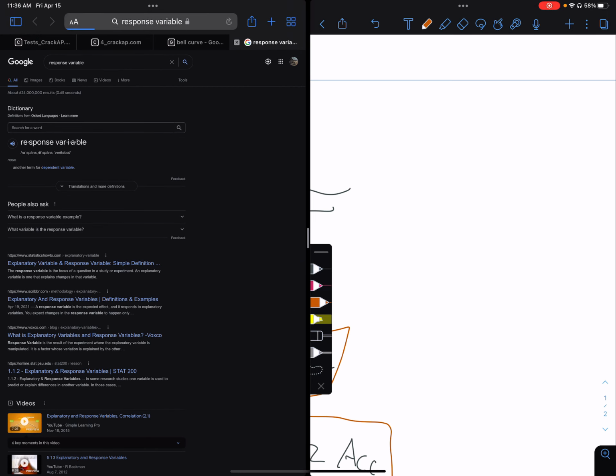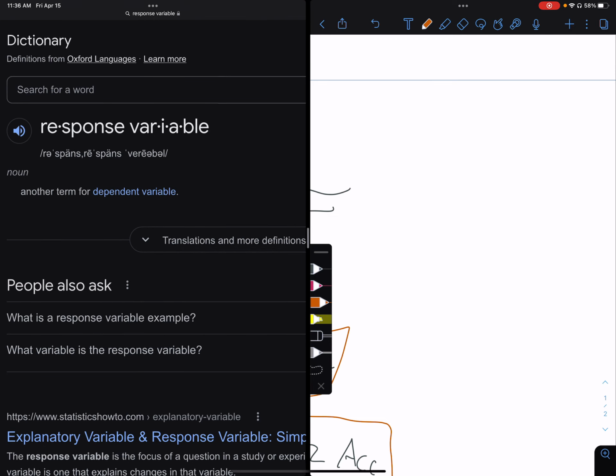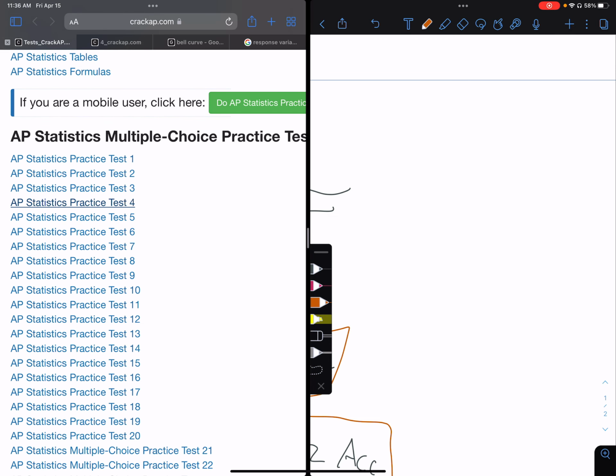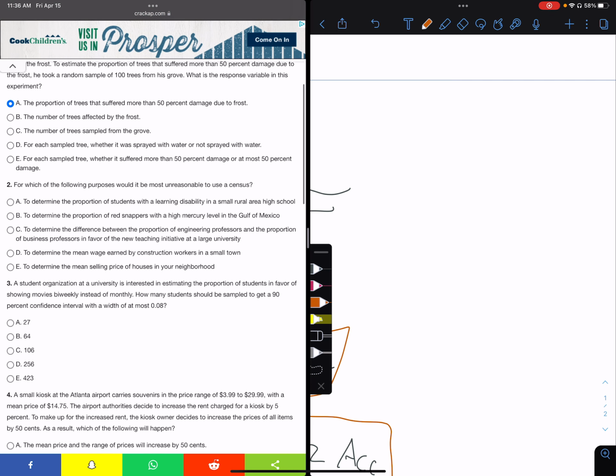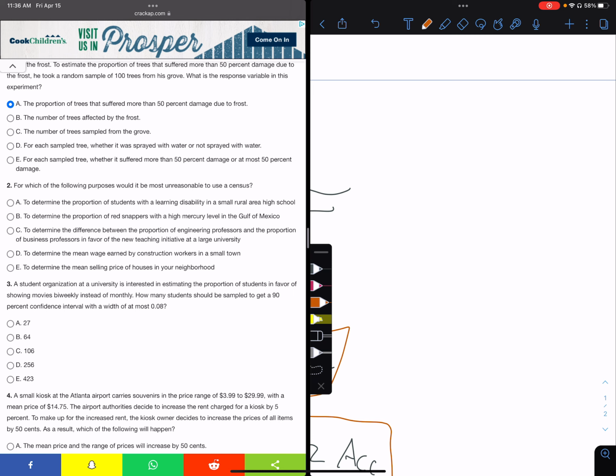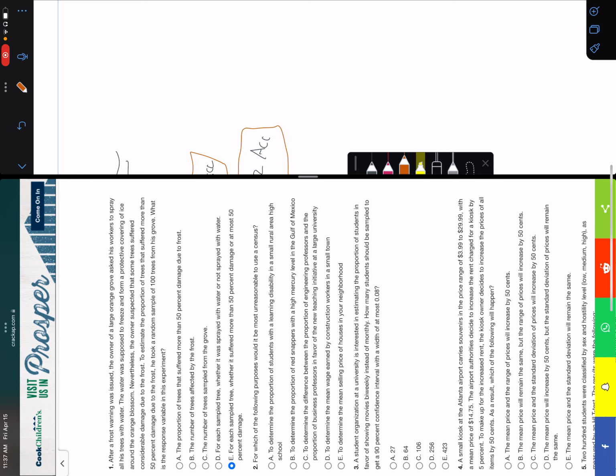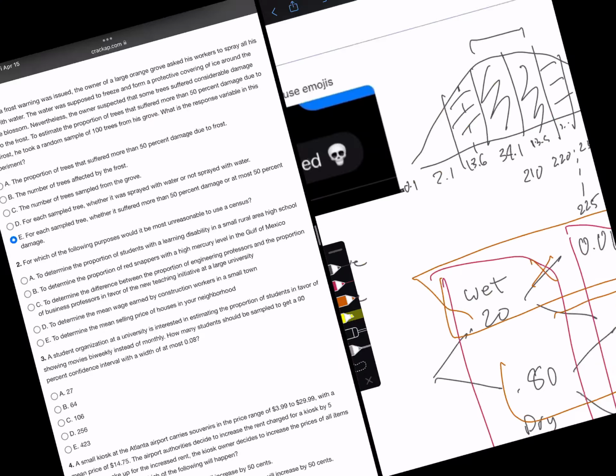What is this response variable, bro? Bruh, I'm too tired for this. Alright. So, yeah, suffered more than 50% of damage. Yeah, suffered more than 50% of damage. Wait. No. Yeah, it's whether it was damaged or not. That was the thing we're looking for.